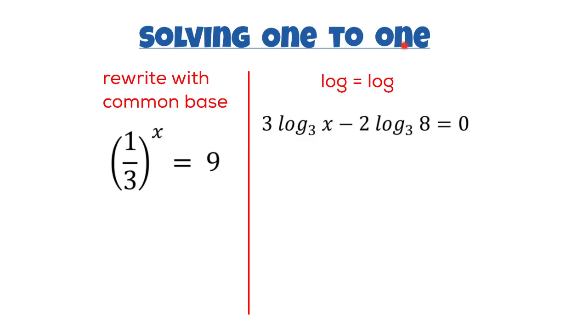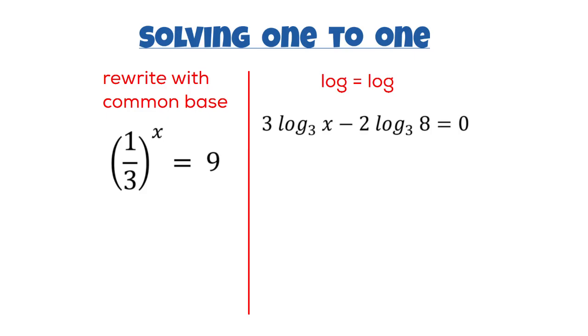A one-to-one property can be used with exponentials. It can also be used with logs. On exponentials, you want to write both sides so that they have a common base. And that base needs to be a whole number. So I wouldn't want to use 1/3 as my common base.